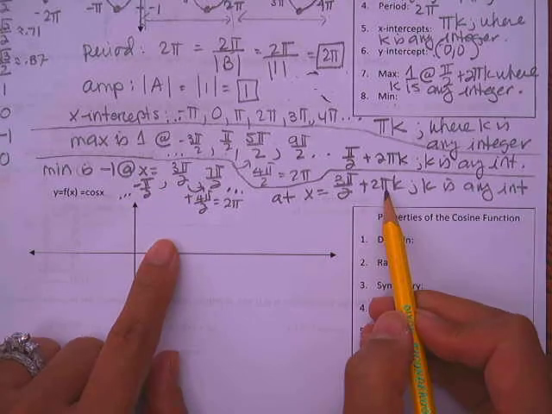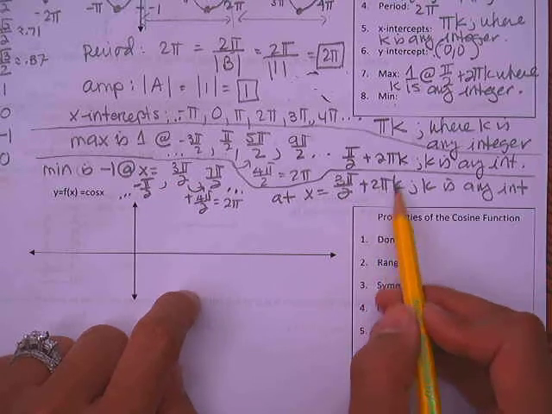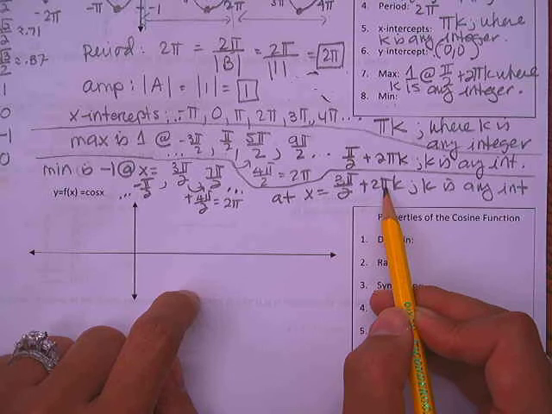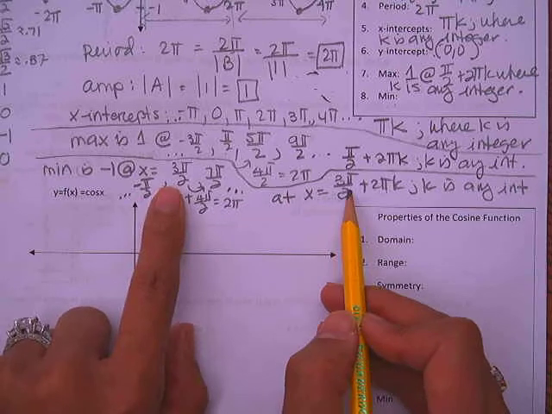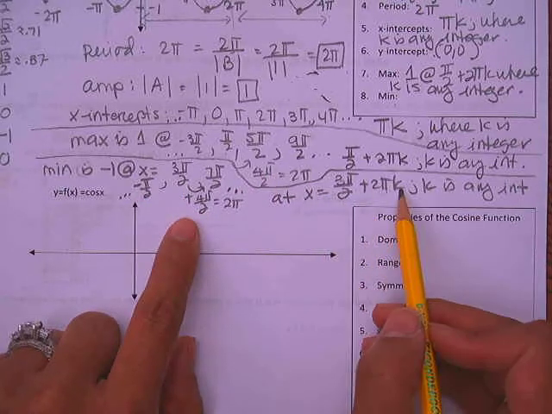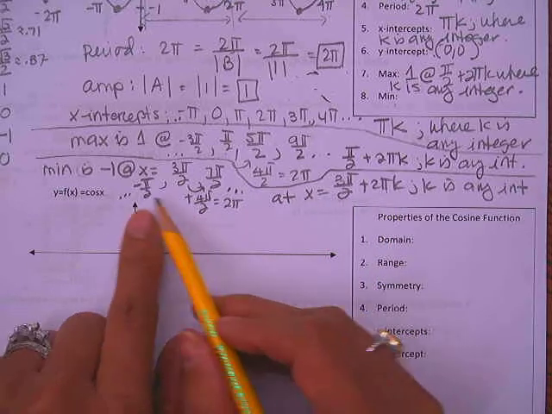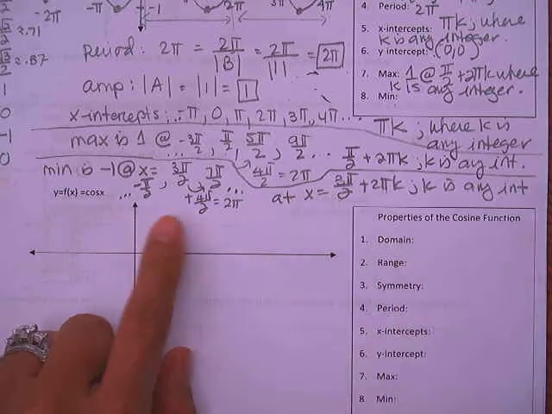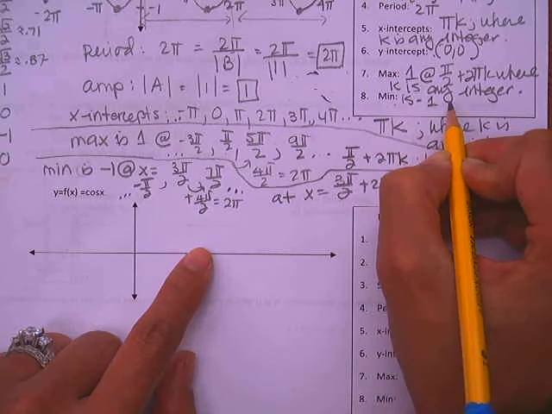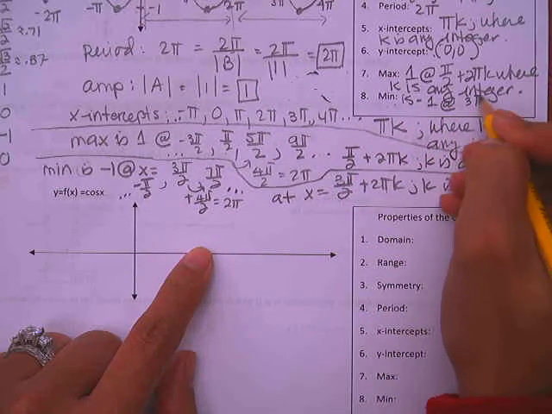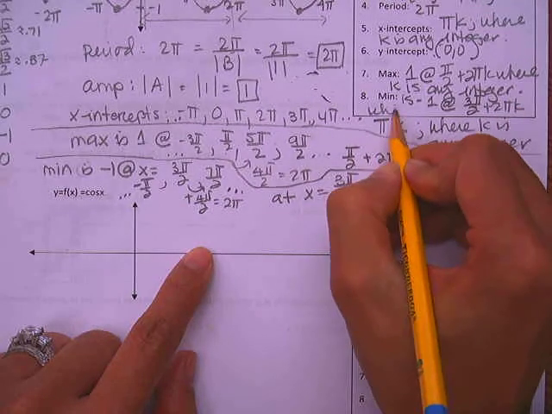Okay. So when k is 0, I would end up with 3 pi over 2. Check. When k is 1, that means I'm adding a full revolution, which is 2 pi. A full revolution converted to a denominator of 2 is 4 pi over 2. So 3 pi over 2 plus 4 pi over 2 is 7 pi over 2. Check. How about when k is negative 1? That means I'm subtracting. So 3 pi over 2 minus 4 pi over 2 is negative pi over 2. Check. So all of that works. So minimum is negative 1 at 3 pi over 2 plus 2 pi k, where k is any integer.